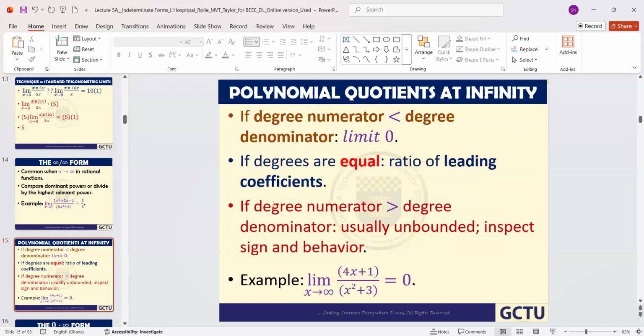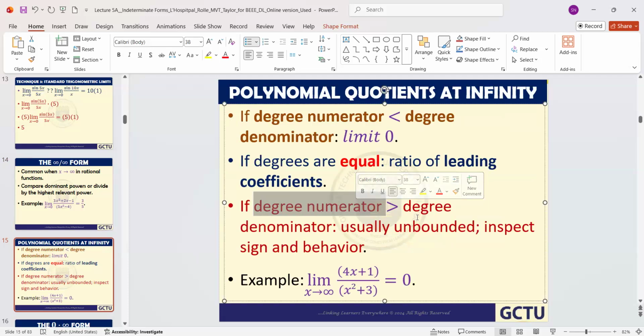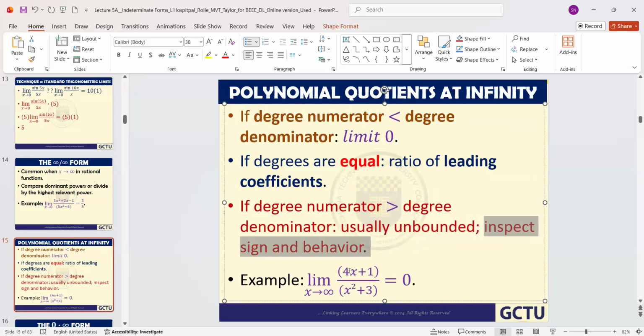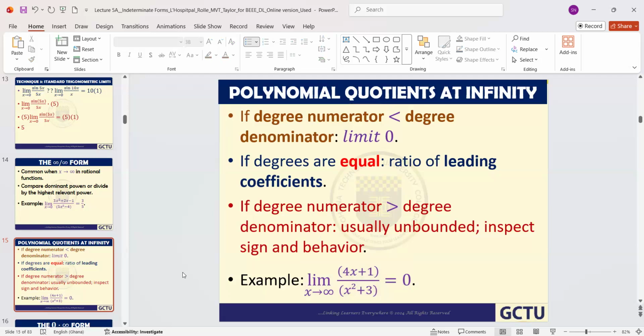Then the third one, if the degree of the numerator is greater, so we have less than, equal to, and then greater than, then you usually have an unbounded function, and therefore you must inspect the sign and the behavior. So, for example, we have x in the numerator and x squared in the denominator. Now, if you try to substitute the limit of infinity, you still end up with infinity over infinity. But they're telling us that we must check for boundedness. So we end up getting 0. We'll see an example to explain this further.